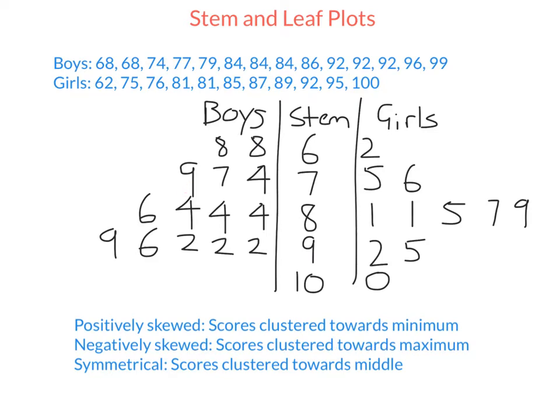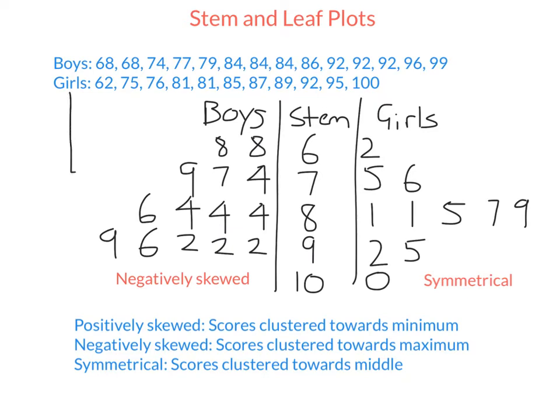So for boys, we can see there's a higher frequency of scores at the top, closest to the maximum. So for boys, we would say they're negatively skewed. For girls, we can see the highest frequency of scores occurs in the middle. So we would say for girls, that data is symmetrical. So let's look at what it would look like if I were to draw a histogram.